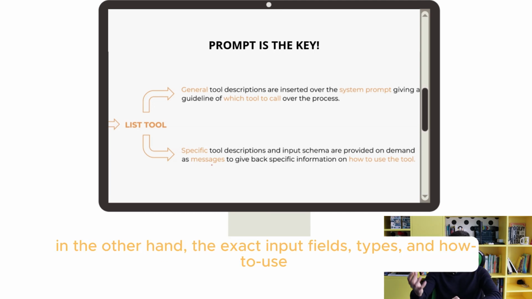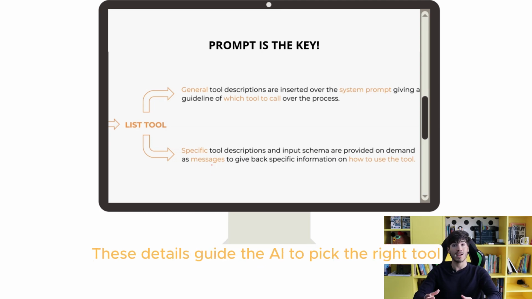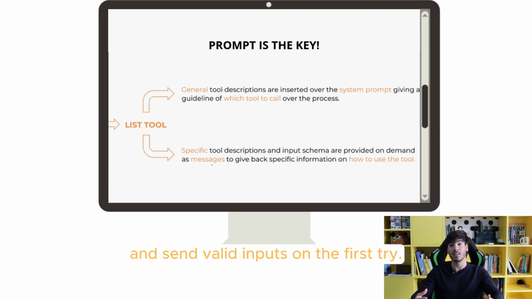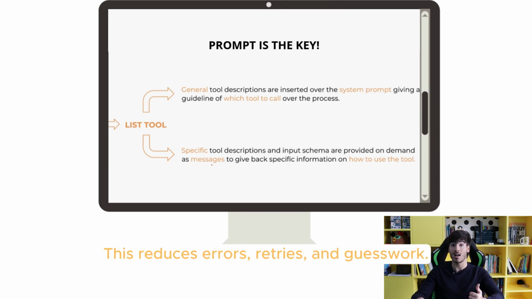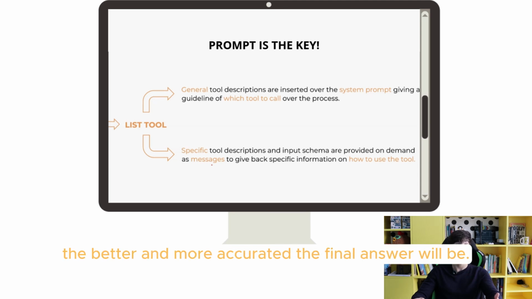prompt. On the other hand, the exact input field, type, and how to use it are sent on demand during execution. Those details help the AI pick the right tool and send valid input on the first try. This reduces errors, retries, and guesswork. The clearer the tool descriptions and the input schema are, the better and more accurate the final answer will be.